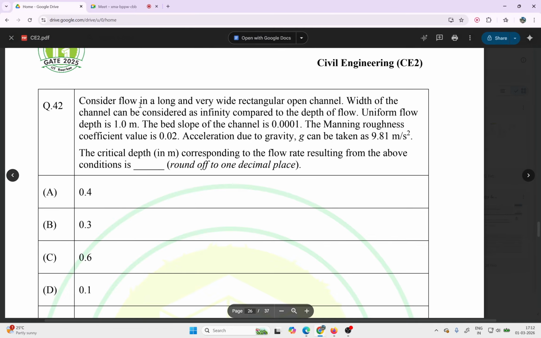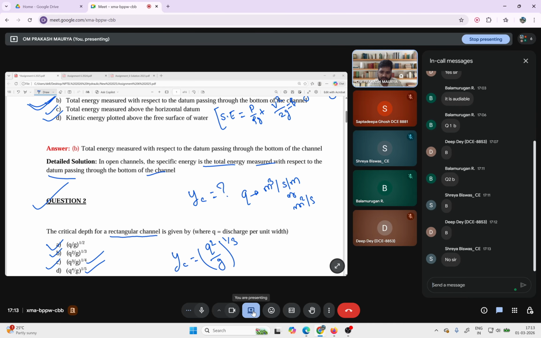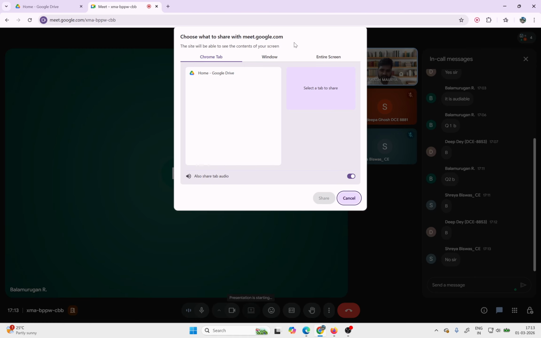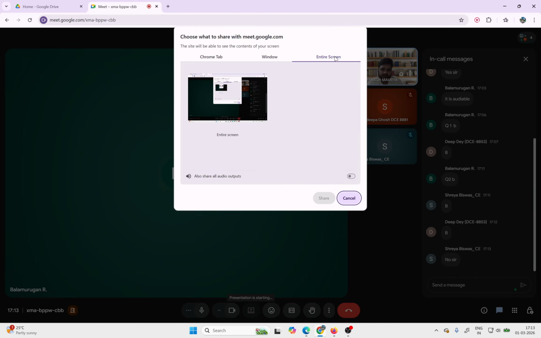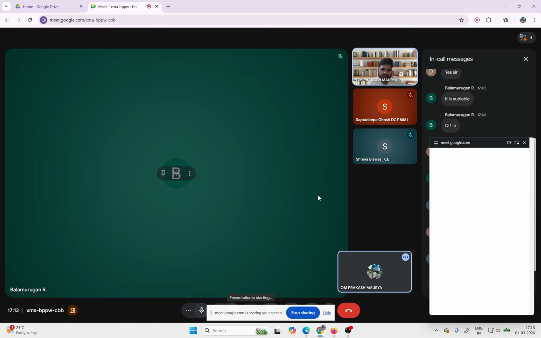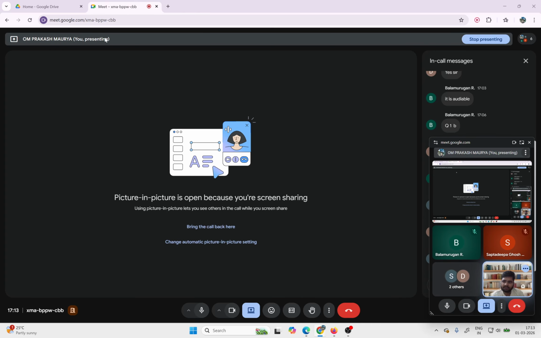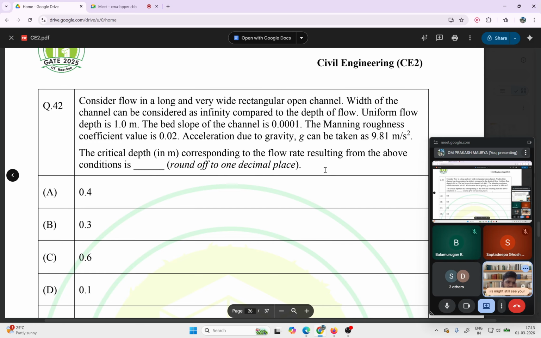Consider flow in a long. Is it visible or not? I think it is not visible. Let me just share. Stop sharing and I'll share again. So hopefully you will be able to see. Now visible?